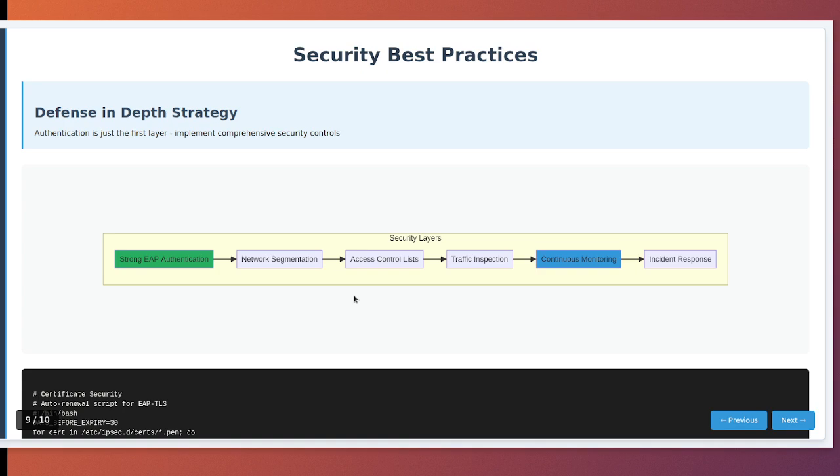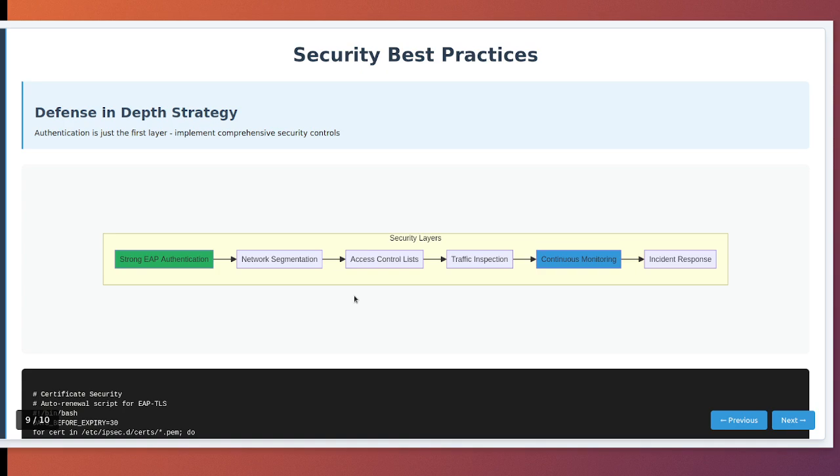For password-based methods like PEAP/TTLS, enforce strong password policies at the identity source, not just on the VPN. Implement account lockout policies carefully. If they are too aggressive, you will create a DOS vector. If they are too lenient, you are vulnerable to brute force. I typically recommend progressive delays rather than hard lockouts. Monitor for password spraying attacks where attackers try common passwords across many accounts.